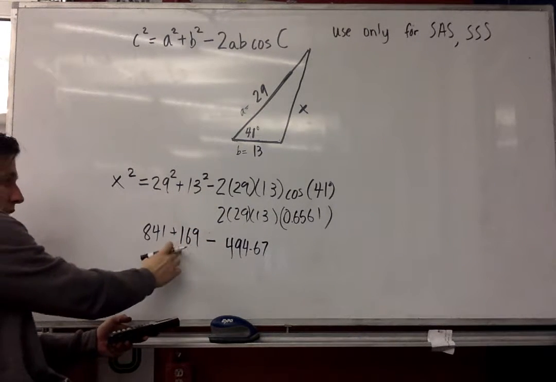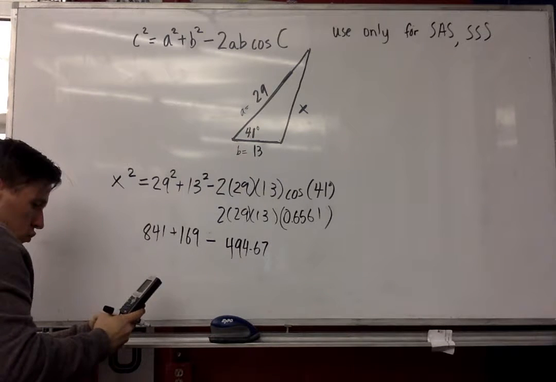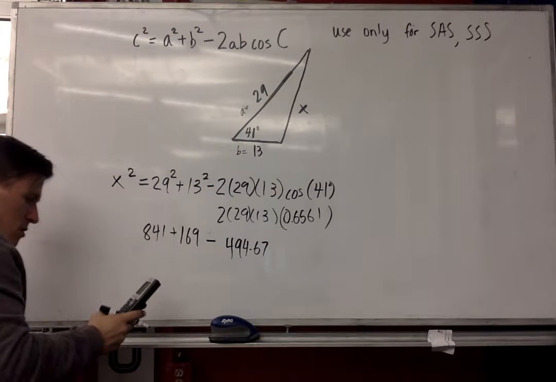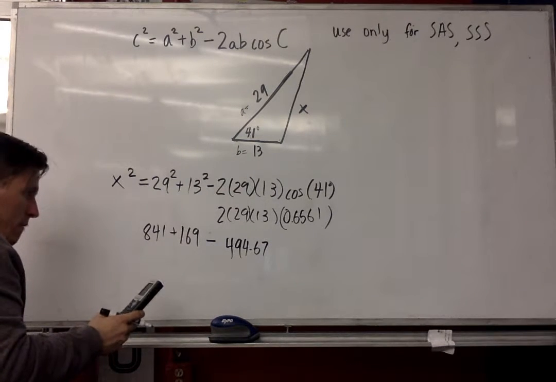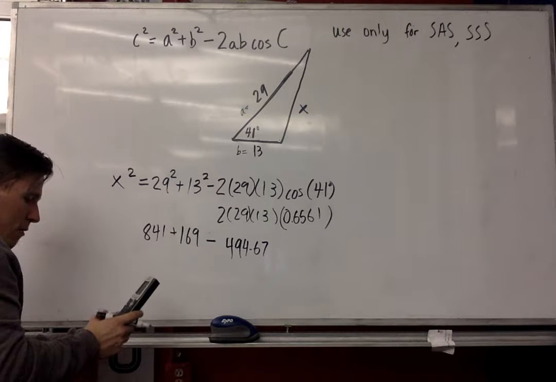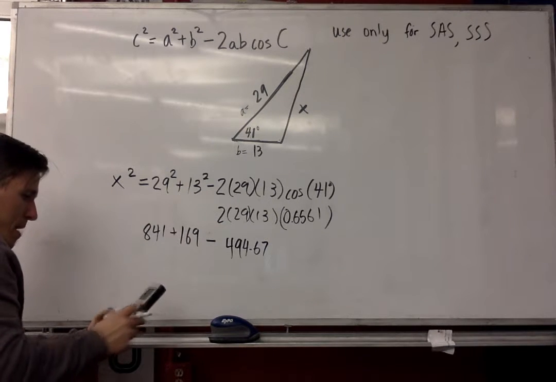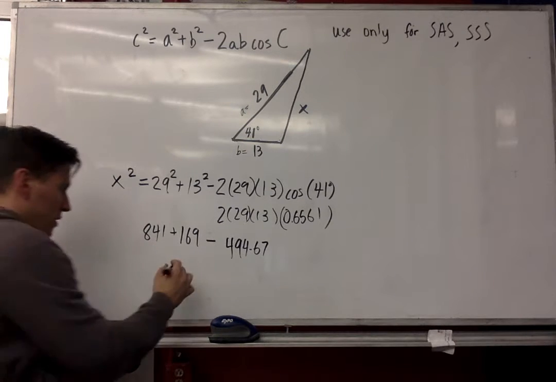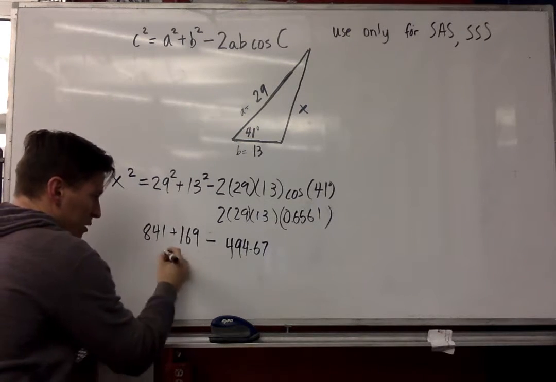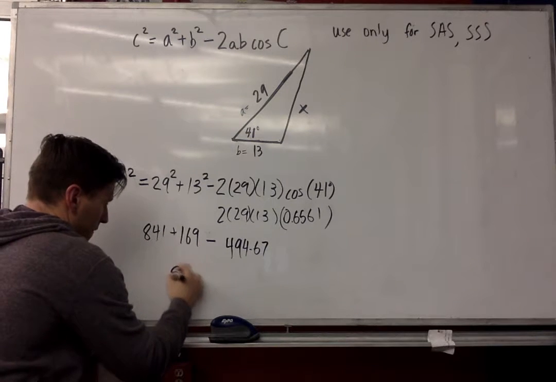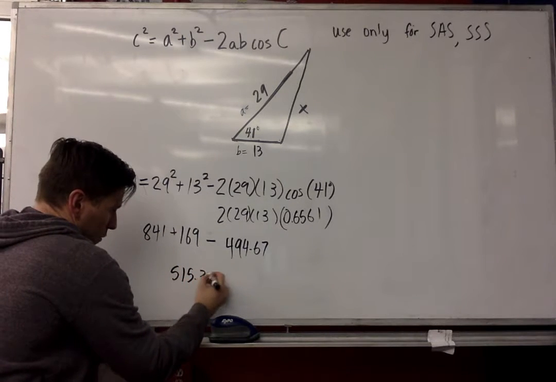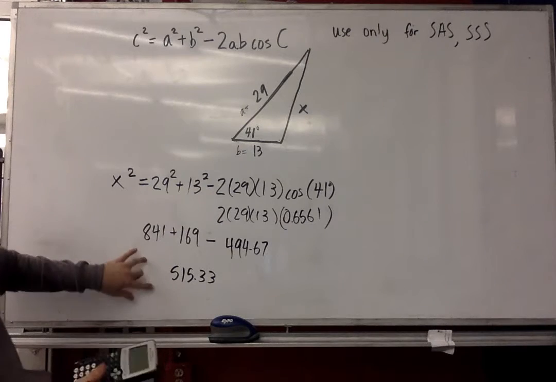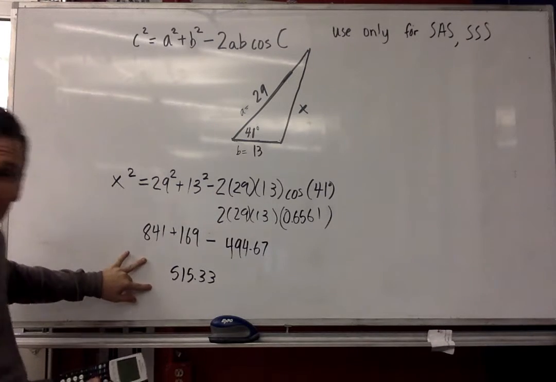Okay, so take this, add it together, subtract that: 841 plus 169 minus 494.67. All these three things together add up to 515.33. I've actually seen students stop and say this was their final answer, which is insane.